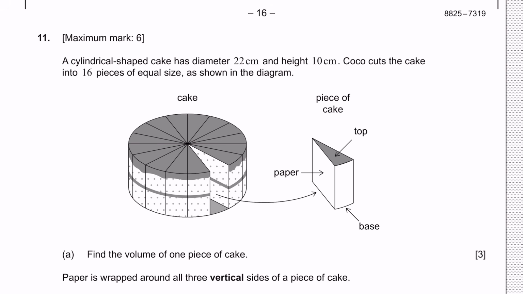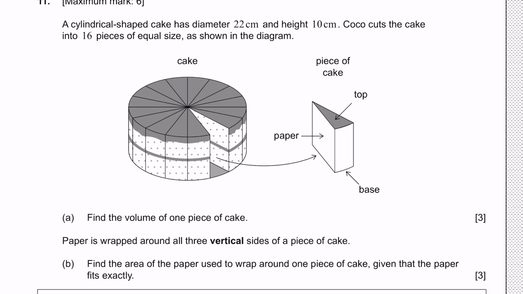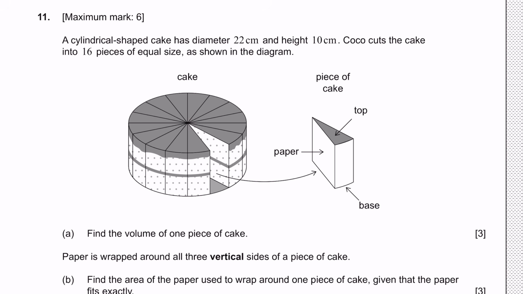Question 11. A cylindrical shaped cake has diameter 22 centimeters and height 10 centimeters. Coco cuts the cake into 16 pieces of equal size as shown in the diagram. Part A asks us to find the volume of one piece of cake. Kind of a nice question, actually. Let's look this out. I'm going to draw a top view of this cake as well. Here's the top view. Here's our center, and then let's draw one slice. So she cuts it into 16 pieces of equal size.